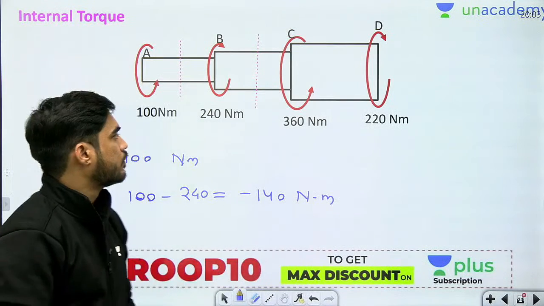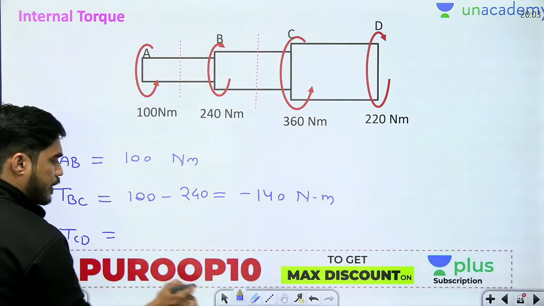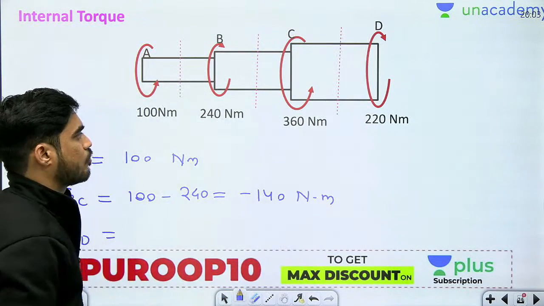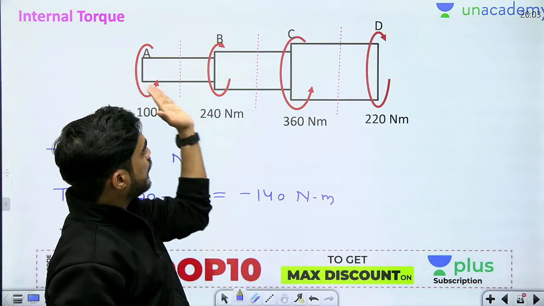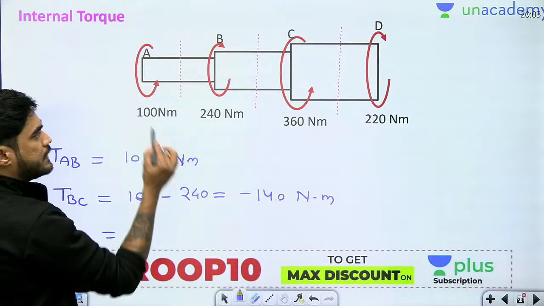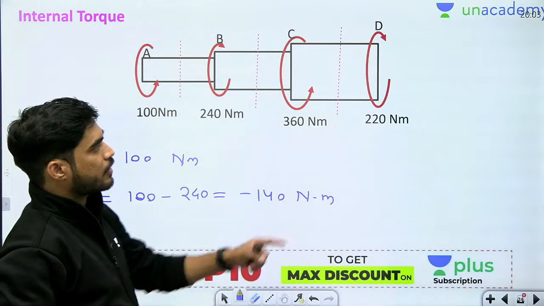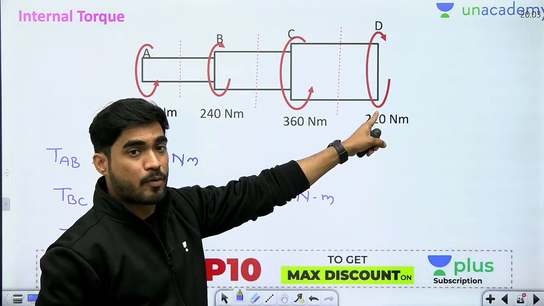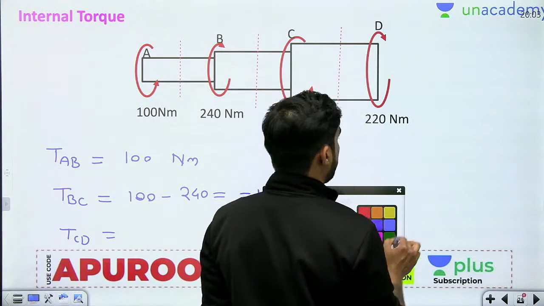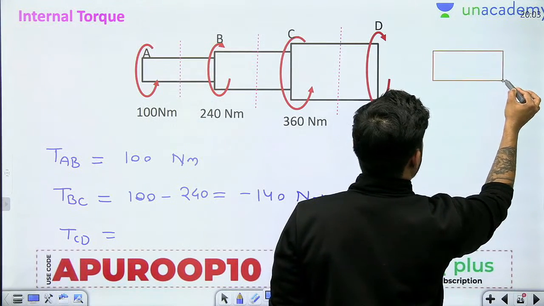Okay, now in CD, if I want to calculate the internal torque, then again I will consider a plane in CD. Now I can calculate torque from left, I can calculate torque from right. Okay, now pay attention to one thing here: from left I considered this 100 to be positive, right? So from right this one will become positive. Be careful about the sign convention here, okay? I will let you know the sign convention. So let's say this is my shaft, okay?